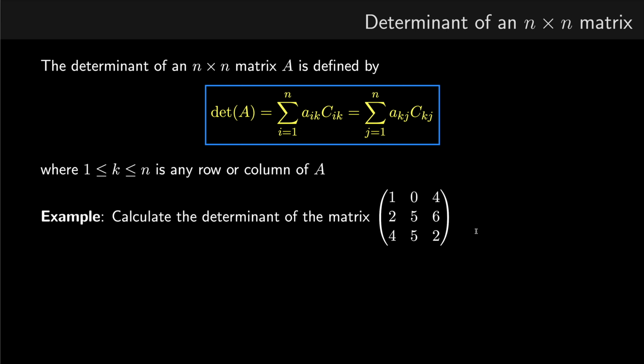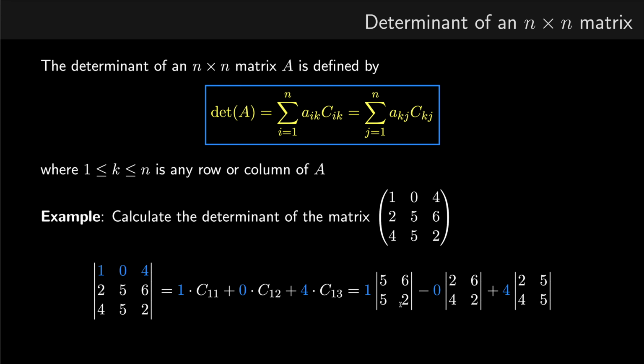Okay, so I'm going to show this by way of an example. This is the same 3 by 3 matrix as before, and we're going to set k to be equal to 1, and we're going to expand across the first row. I've highlighted the elements on the first row here. So we have A11, which is 1, multiplied by the cofactor C11, plus A12, which is 0, multiplied by the cofactor C12, and A13, which is 4, multiplied by the cofactor C13.